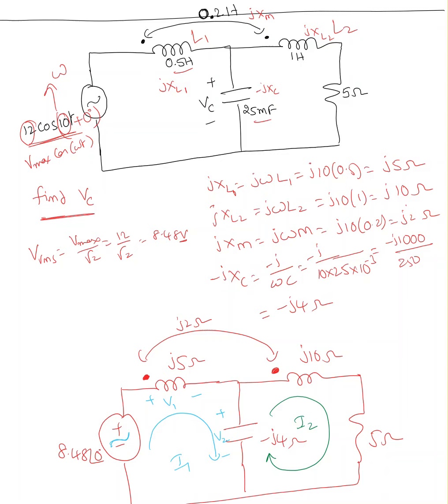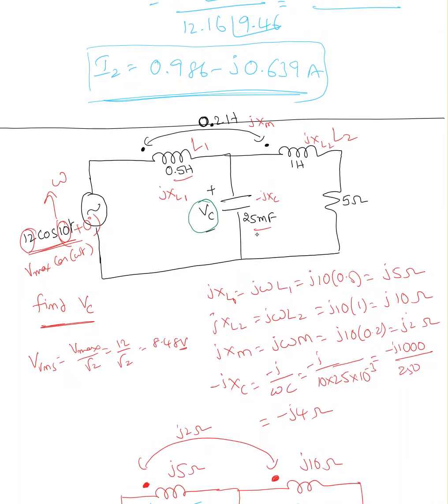Here is the next example. In this example, he's asking us to find the voltage across capacitor VC. He gave us 0.5 Henry, 25 millifarad. The mutual inductance is 0.2 Henry and 1 Henry and 5 ohms. And the voltage is 12 cos 10t.